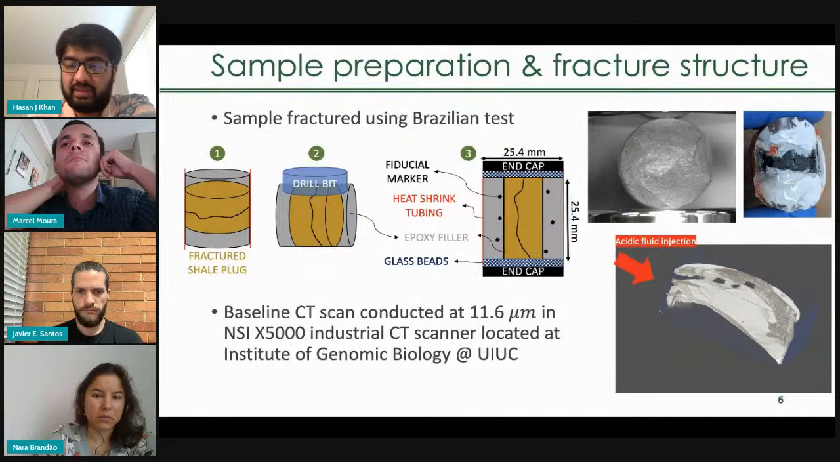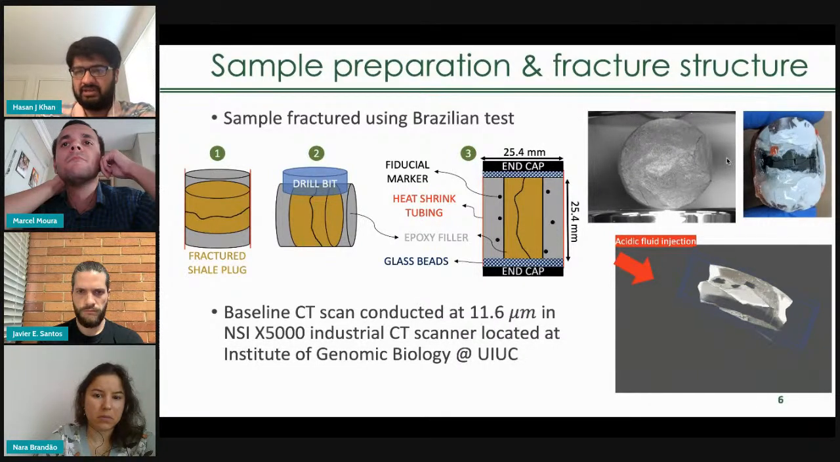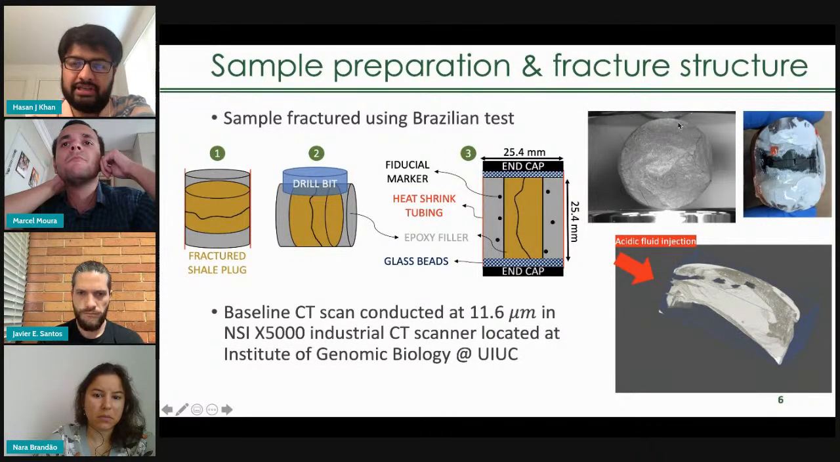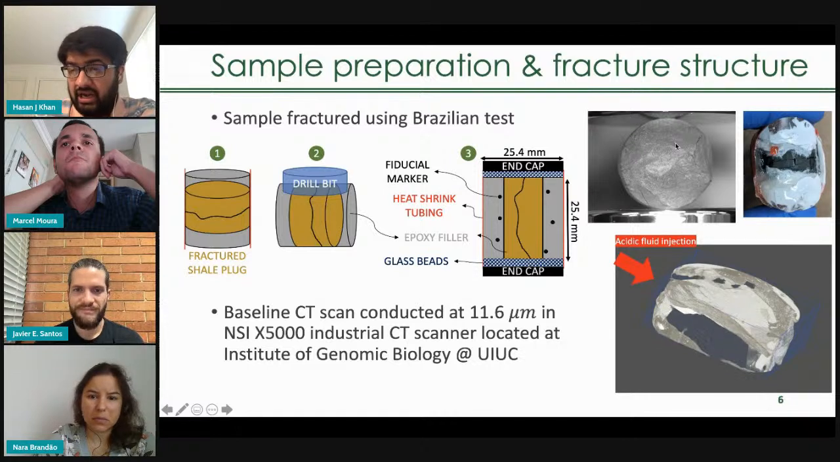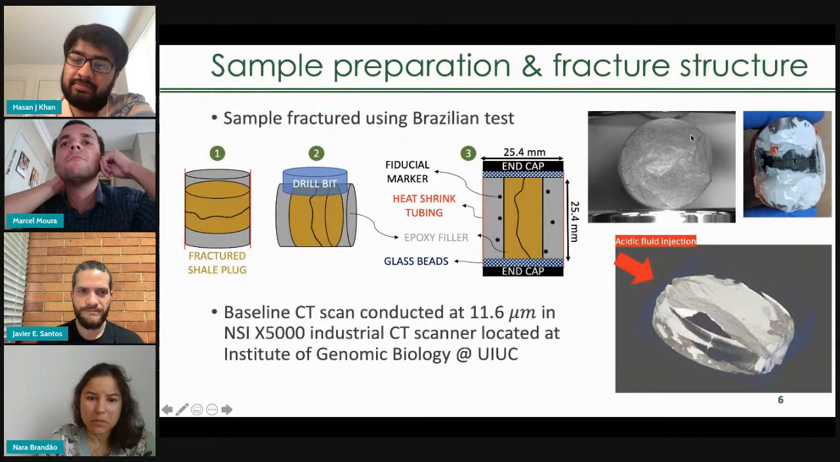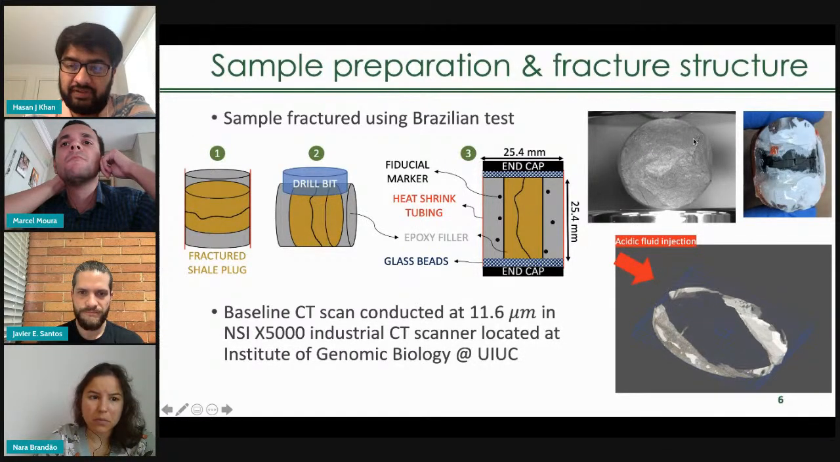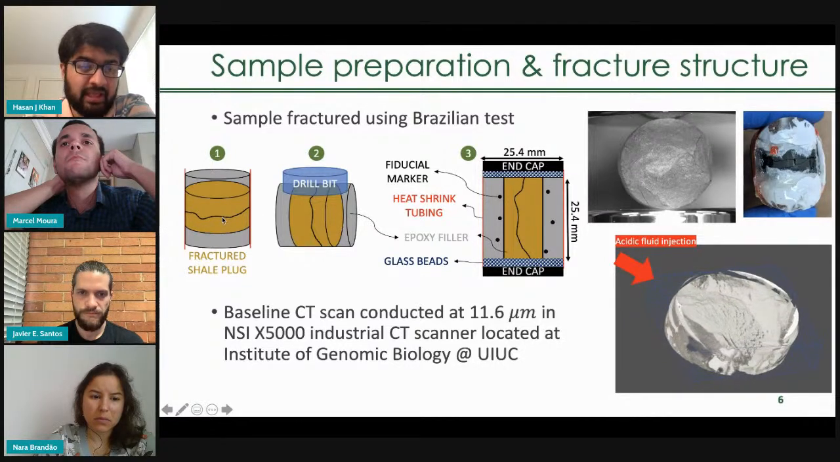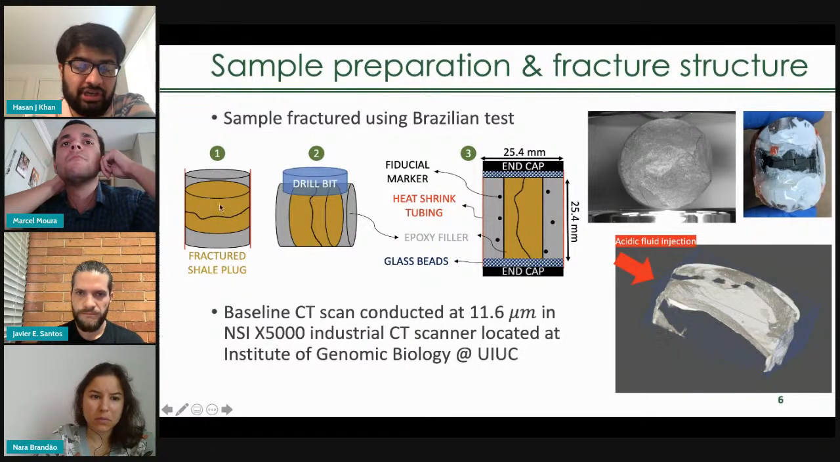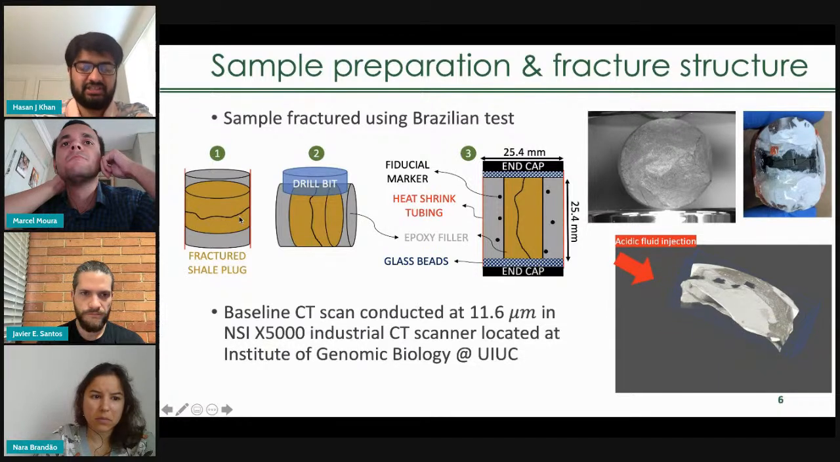So the sample was a Wolfram sample. It was a small disk. We conducted a Brazilian test on it. Unfortunately for us, the fracture was created parallel to the phase that is shown here, something like this, the orange phase. So we had to redraw or remake the sample such that we could flow the fluid through the generated fracture.